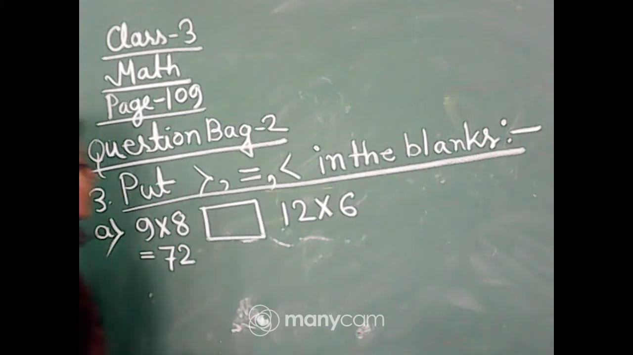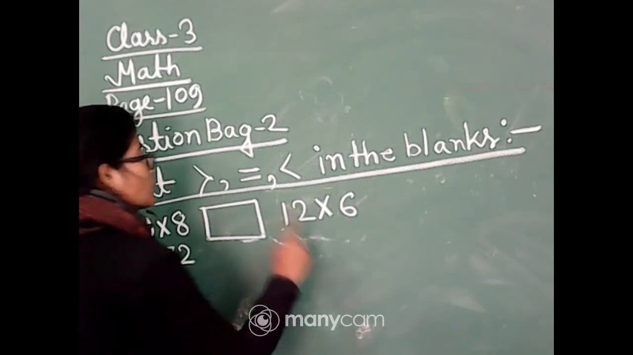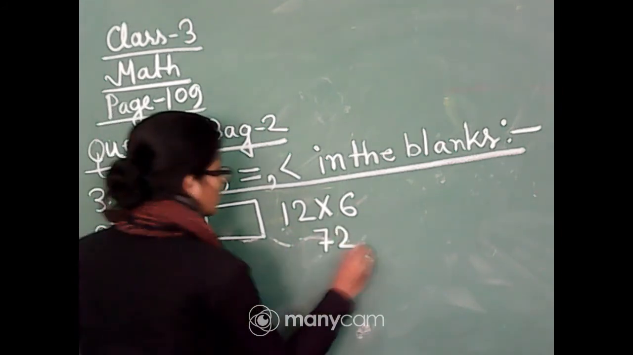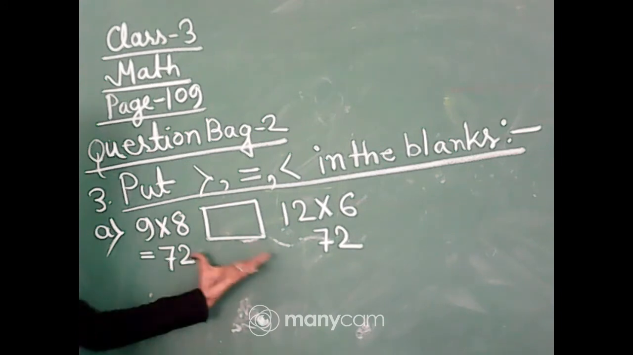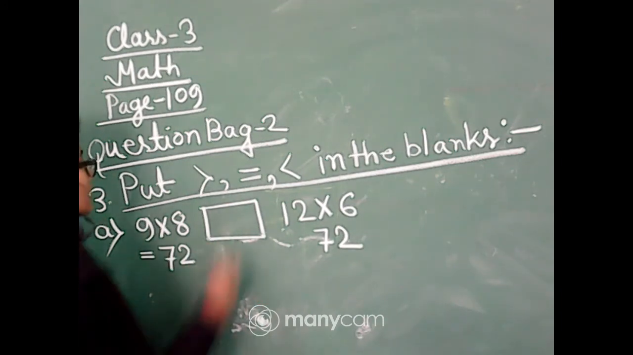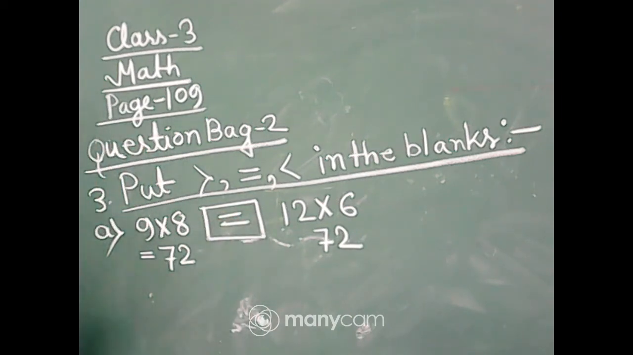And now also 12 into 6. So if you multiply 6 with 12, you will get 72. Now see students, both sides give you the same product, which is 72. That means the answer is the same. So here the equal sign will come. Okay.